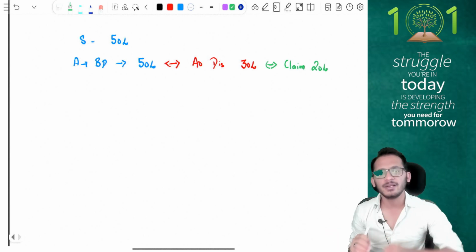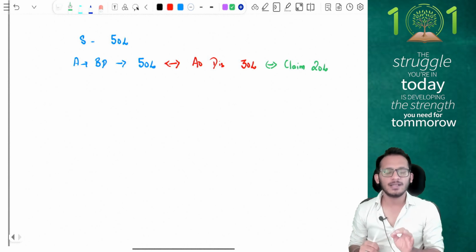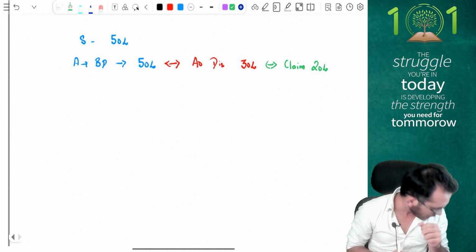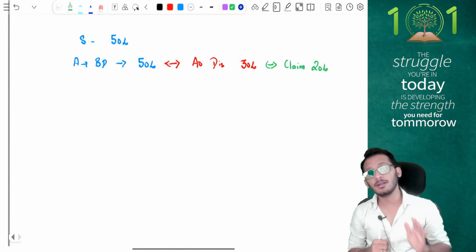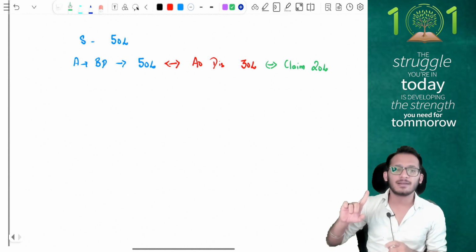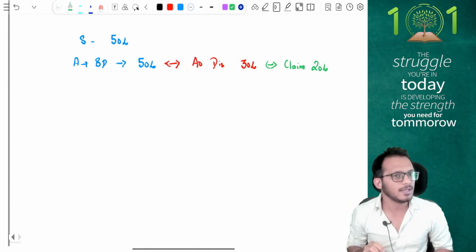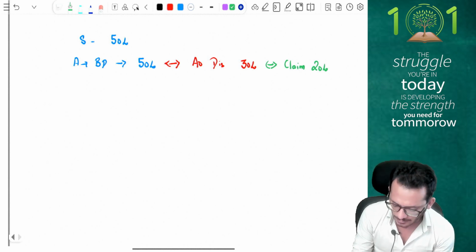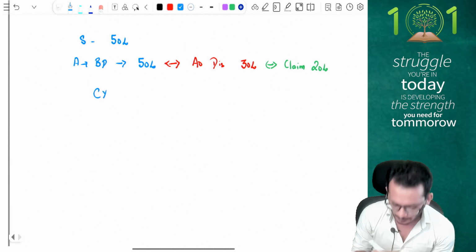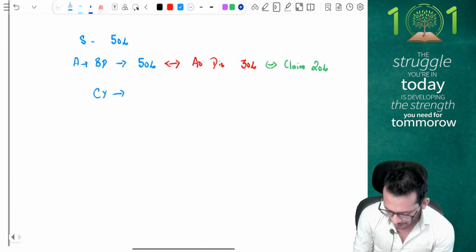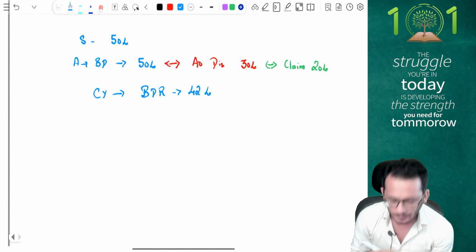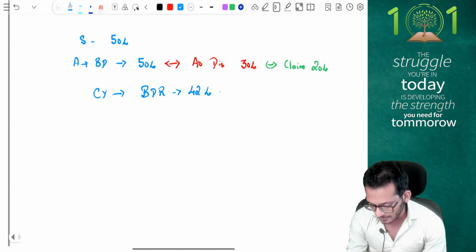So notice this carefully. I had proposed to claim a bad debt of 50 lakh rupees, in which the assessing officer said I will not allow bad debts worth 30 lakh rupees; I will rather allow only 20 lakhs worth of claim. Now in the current year, what has happened? In the current year, I have got a bad debt recovery of, let's say, 42 lakhs, which is showing in my P&L.